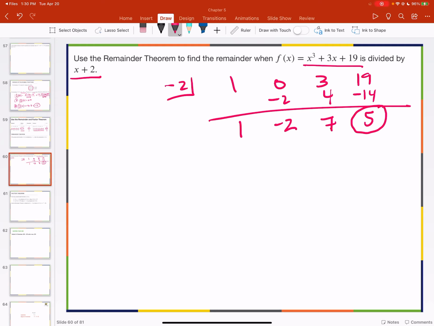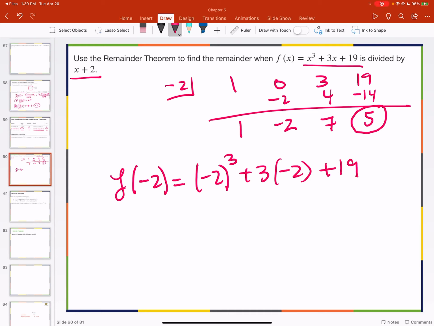But then according to the theorem, if I plug in negative 2 into f, I should also get 5. So negative 2 cubed plus 3 times negative 2 plus 19. That's going to be negative 8 minus 6 plus 19, which is negative 14 plus 19. So that's 5. See, they match. All right, this is supposed to be a check mark.